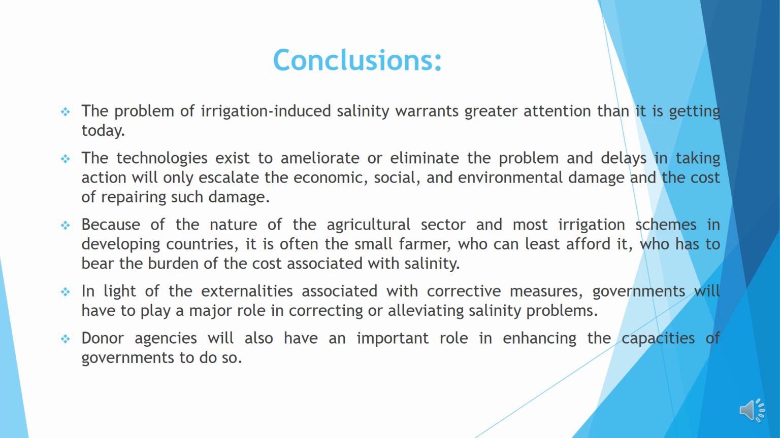Because of the nature of the agricultural sector and most irrigation schemes in developing countries, it is often the small farmer, who can least afford it, who has to bear the burden of the costs associated with salinity. In light of the externalities associated with corrective measures, governments will have to play a major role in correcting or alleviating salinity problems. Donor agencies will also have an important role in enhancing the capacities of governments to do so.